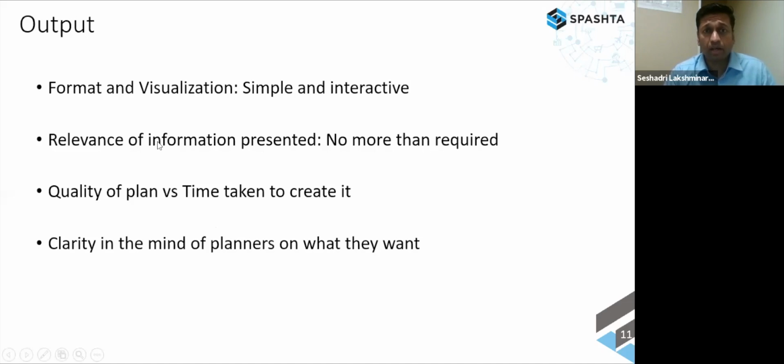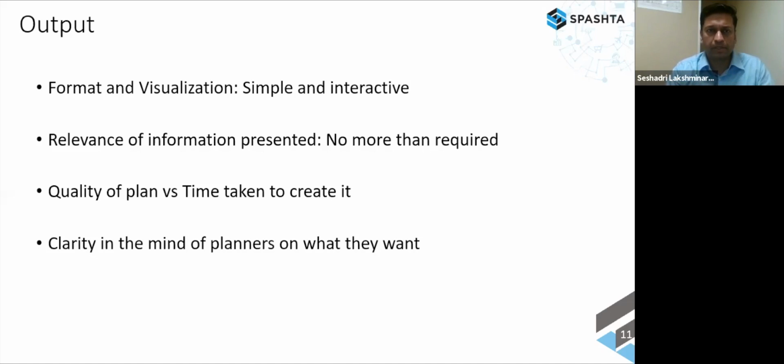Third, the output itself should be no more than what is needed for the planner. This is something that I've seen quite a bit, where a lot of things are there in front of them. Increasingly planners are looking at more and more information. Each planner is managing a lot of things, and so the more we present to him or her, the more difficult it becomes for them to say what is relevant and what is not. I think we need to be very careful about how we design what should be presented as an output to the planner, no more than necessary.